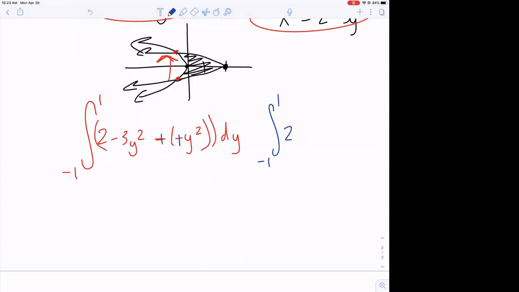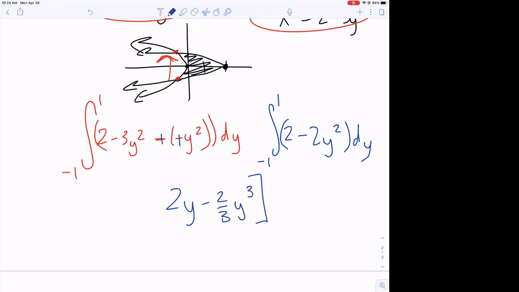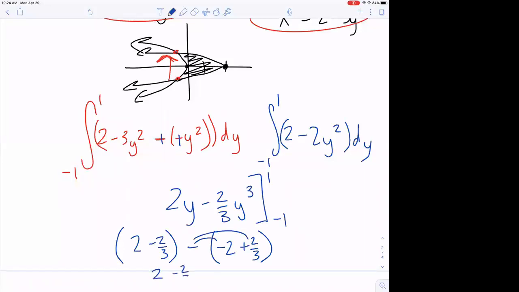So this will be plus, and so it'll be 2 minus 2y squared. Yeah, it is so much nicer when they don't have trig involved, isn't it? And then you plug in 1 and -1. So when you plug in 1, you get 2 minus 2/3. When you plug in -1, you get -2 plus 2/3. But then you subtract and you get 2 minus 2/3 plus 2 minus 2/3. So 4 minus 1 and 1/3. So 2 and 2/3.